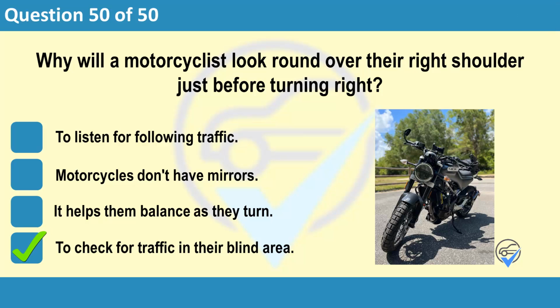When you see a motorcyclist take a glance over their shoulder, they're probably about to change direction. Recognizing a clue like this helps you to anticipate their next action. This can improve road safety for you and others.